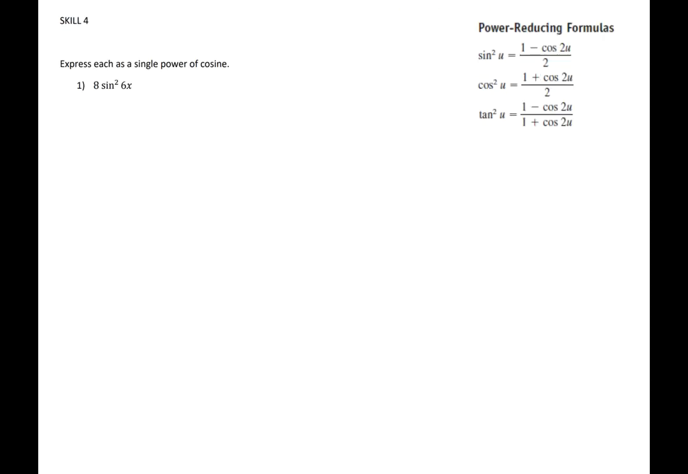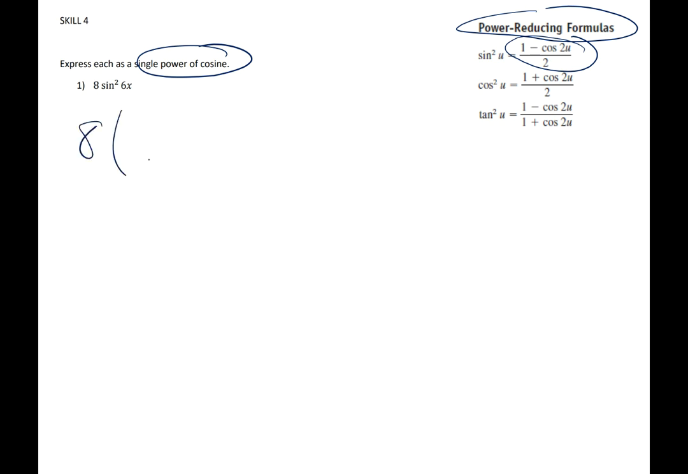All right, see if we can get one more in here. We've got to write it as a single power of cosine. Those are the instructions that let you know you're doing power reducing. So I'm going to put it into this formula right here. So this 8 is a coefficient that lands in front. I am substituting in for this. And remember, this is your entire u value. So you've got 1 minus cosine of 2 times the u divided by 2.